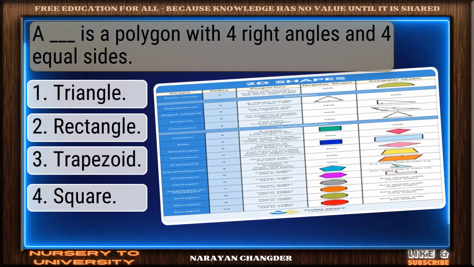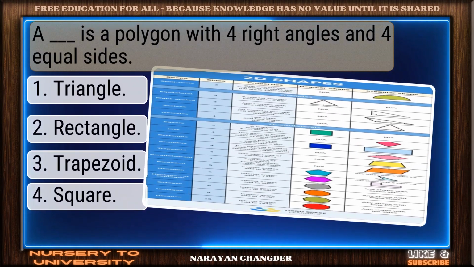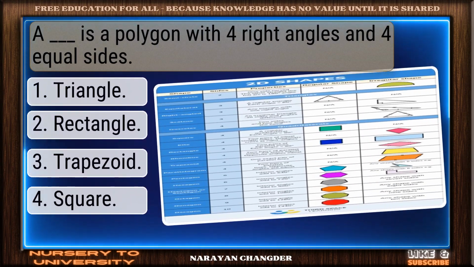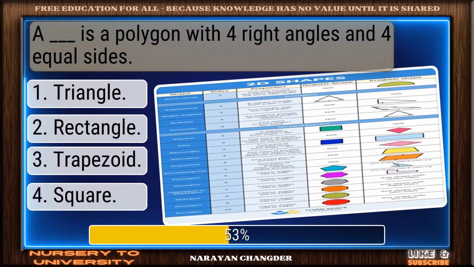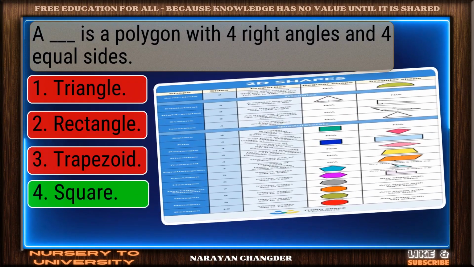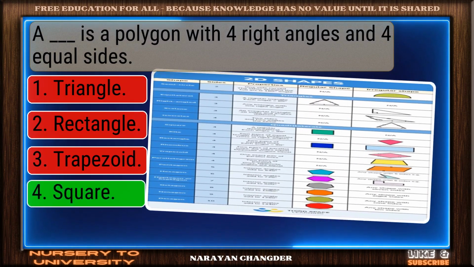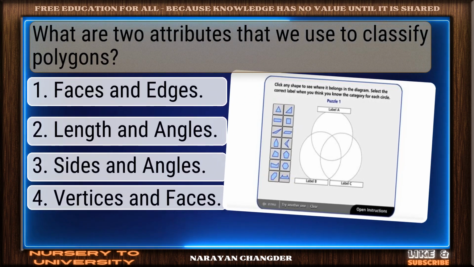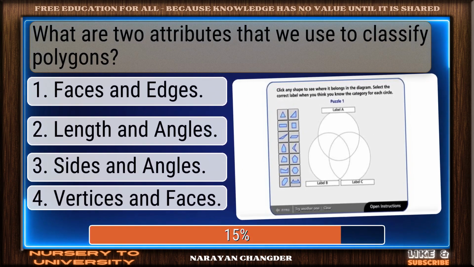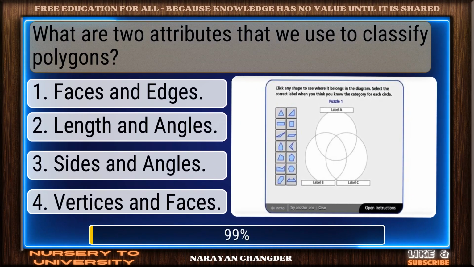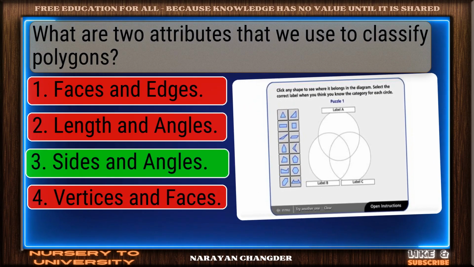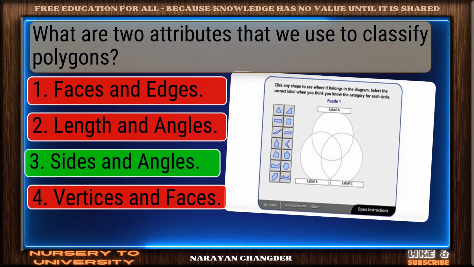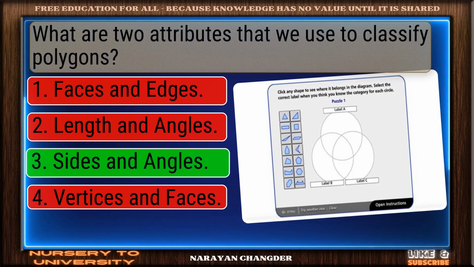Question number 81. A dash is a polygon with four right angles and four equal sides. Great job. Square is the accurate answer. Question number 82. What are two attributes that we use to classify polygons? Nice selection. Sides and angles is the correct and valid answer.